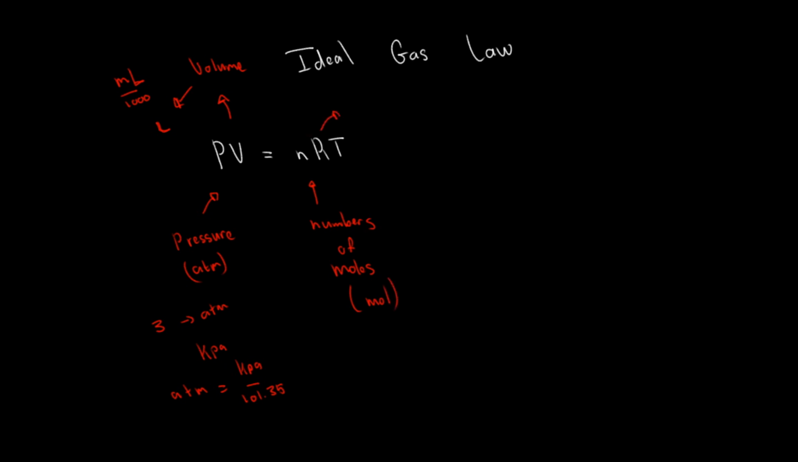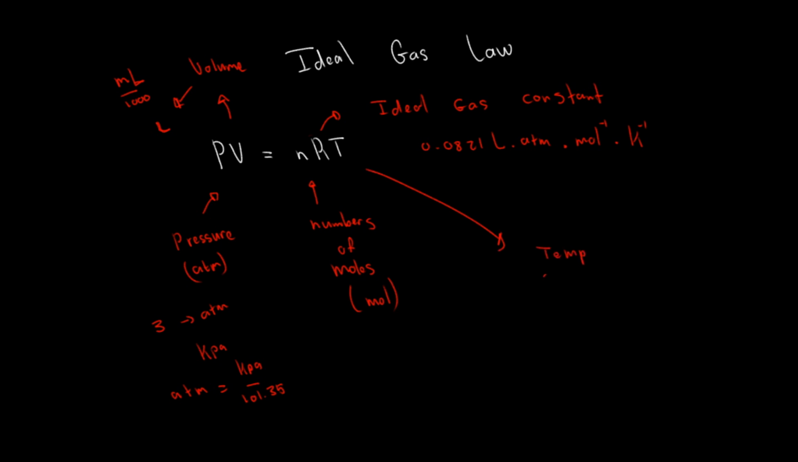What about R? R is the ideal gas constant, and the ideal gas constant is 0.0821 liters times atmosphere per mole per Kelvin, or we can say times mole to the power of -1 times Kelvin to the power of -1. Then we have T, the final one, which is temperature.